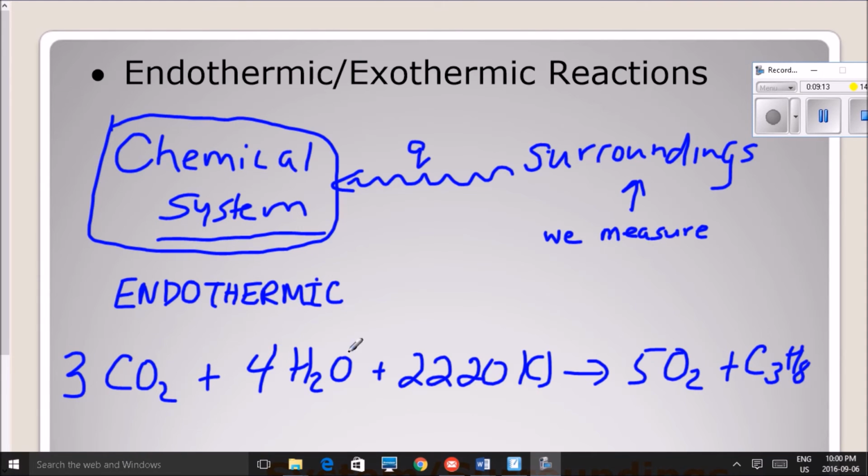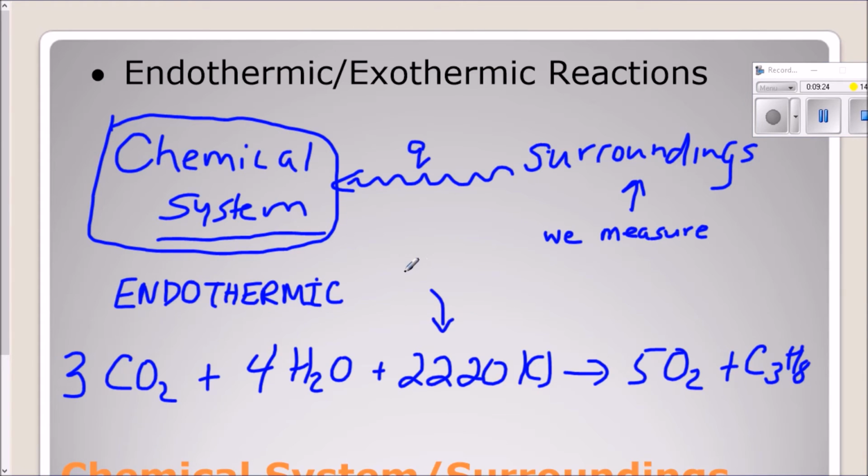I just flipped the reactants and the products. Now this is endothermic because this energy is a reactant. Whenever this is a reactant, that means energy is going into our chemical system. So we had some reactants with lower potential energy, and they were gaining energy from the surroundings. So the heat is going into the chemical system, and you get products. These guys have higher potential energy.